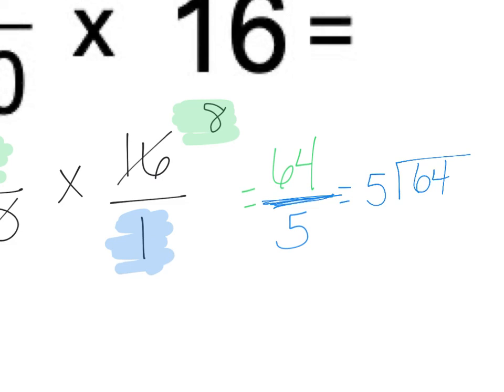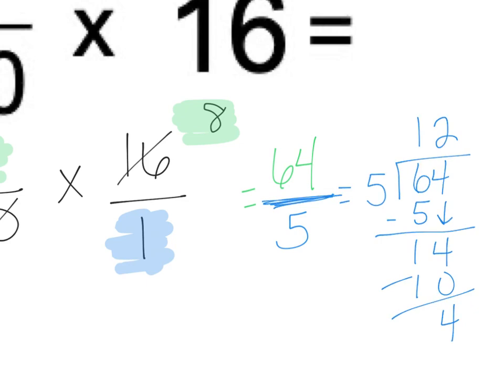How many times does 5 go into 6? Once. Little division for us right off. 6 minus 5? 1. Bring down the 4. 5 goes into 14. How many? Twice. 2 times, because 2 times 5 is 10. Subtract, and we don't have anything else to bring down.